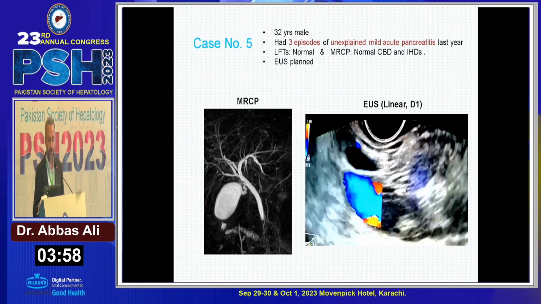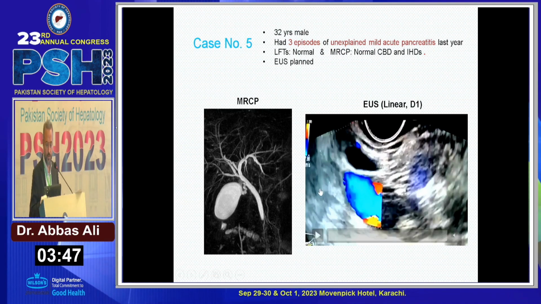This is the 5th case. This is of a 32-year-old male who presented with repeated episodes of mild acute pancreatitis, and the LFTs were normal, the MRCP was normal, and his EUS was planned to rule out any periampullary pathology.